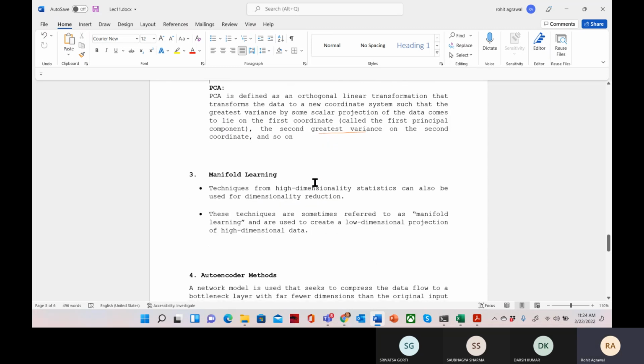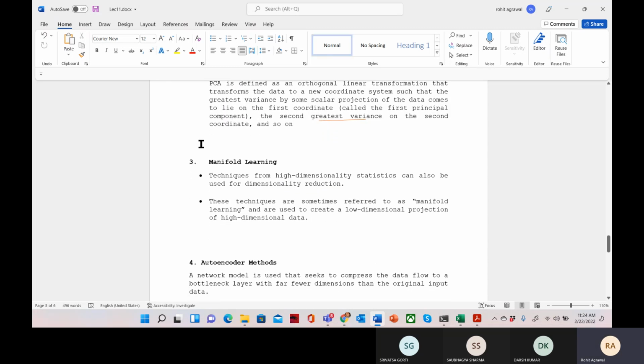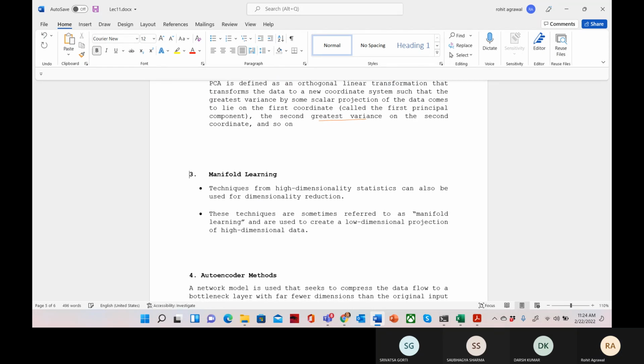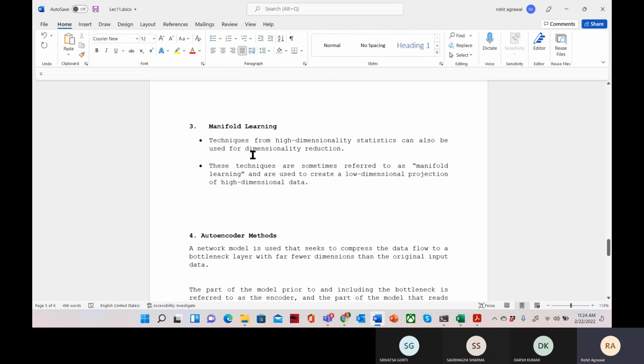So the next one is manifold learning. What does it mean? It is a technique from high dimensional statistics. So in this case we need to use statistics.